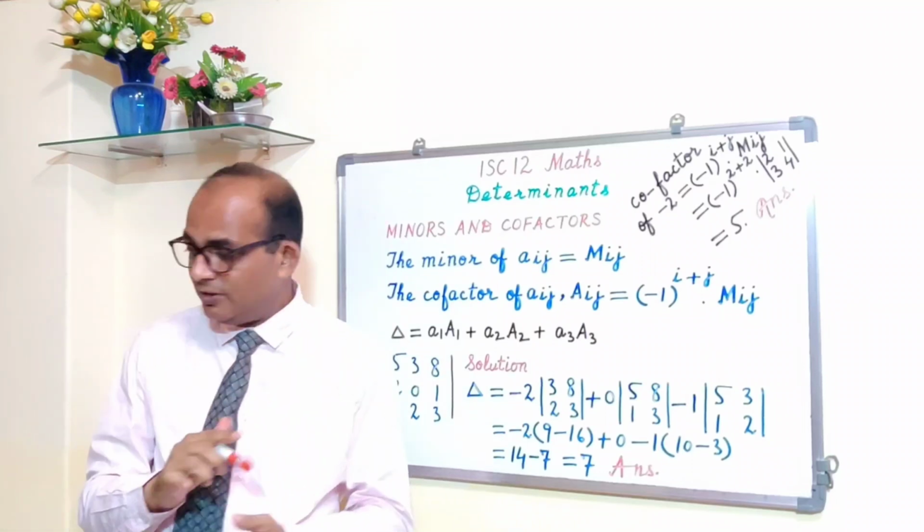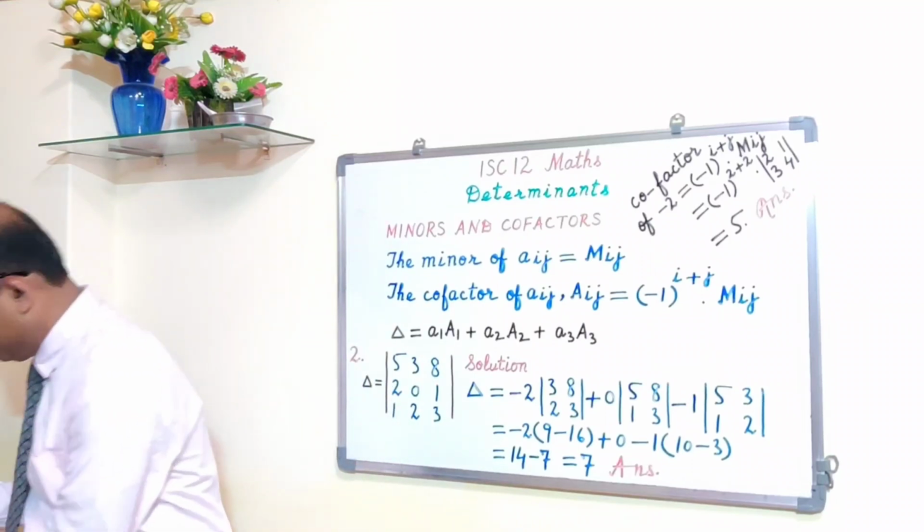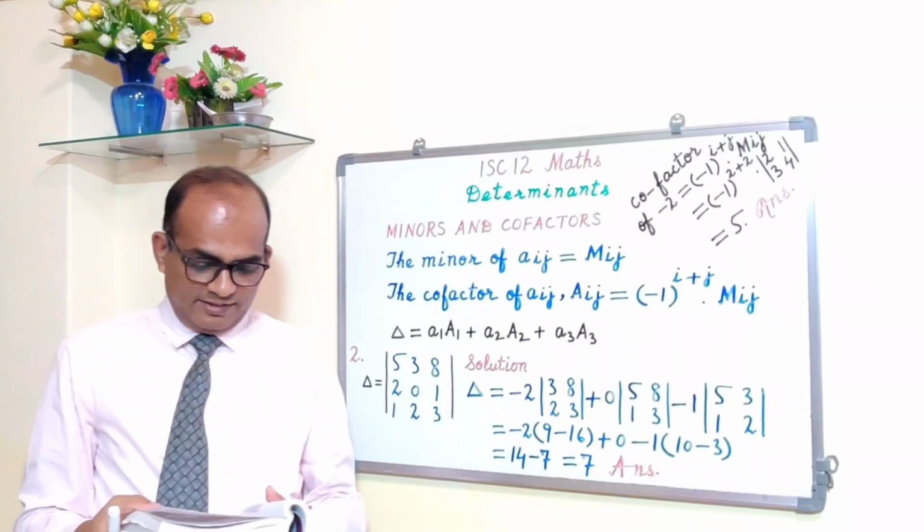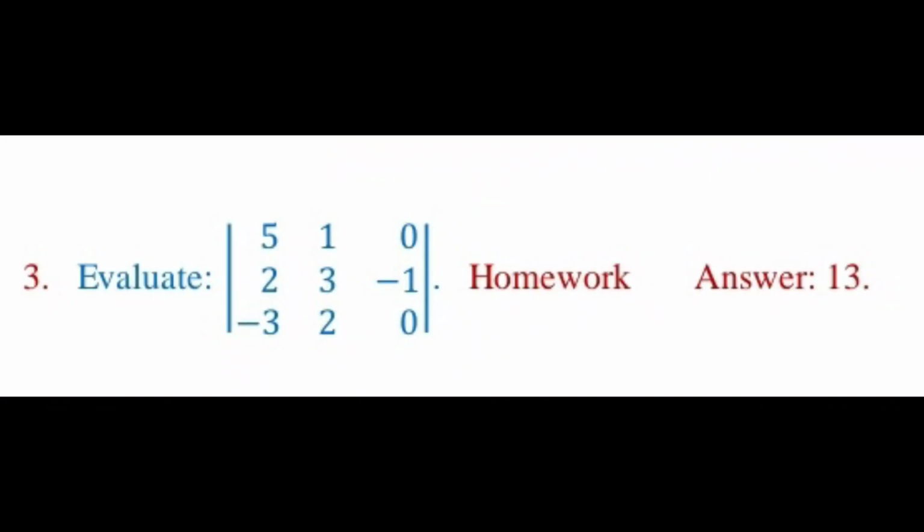Now, the third question I am giving you as homework. The third question is: evaluate the determinant 5, 1, 0, 2, 3, minus 1, minus 3, 2, 0. This is the homework. The answer I have also given. The answer is 13.